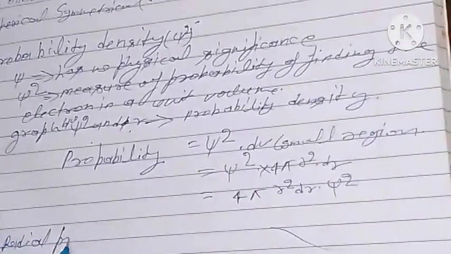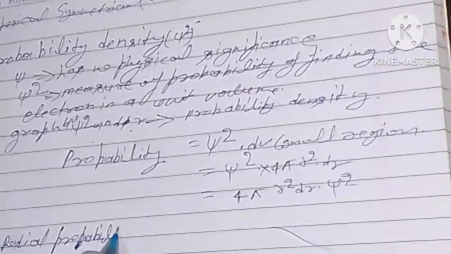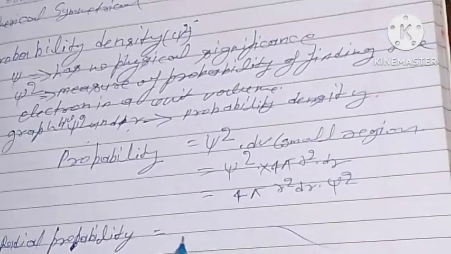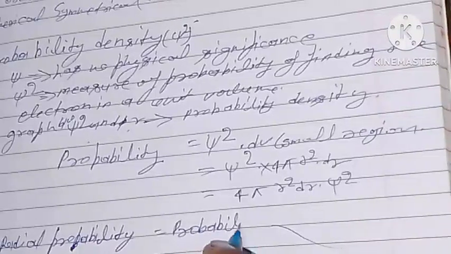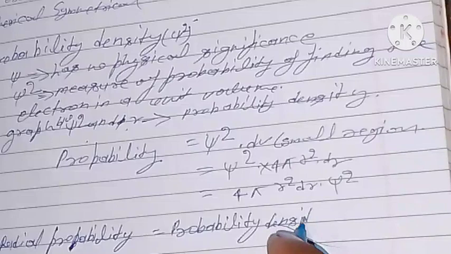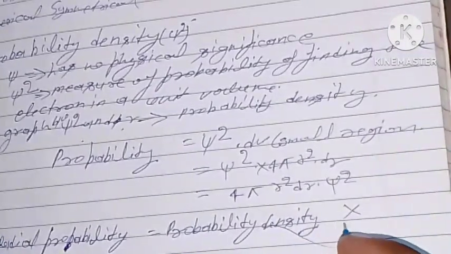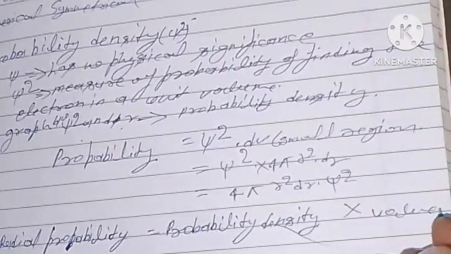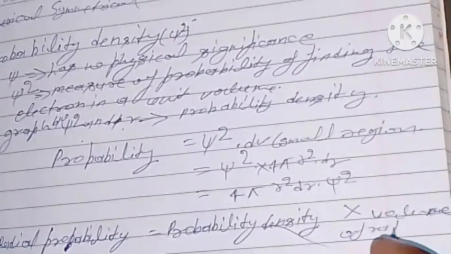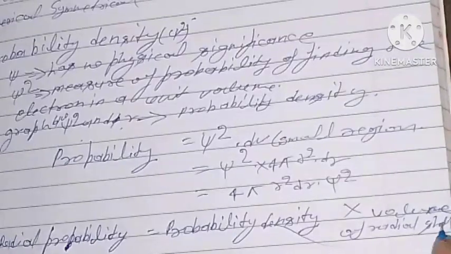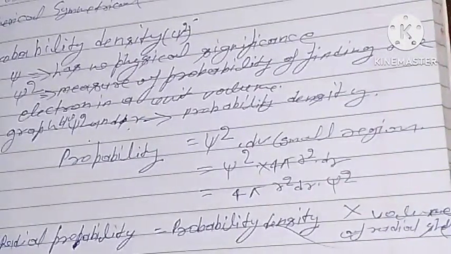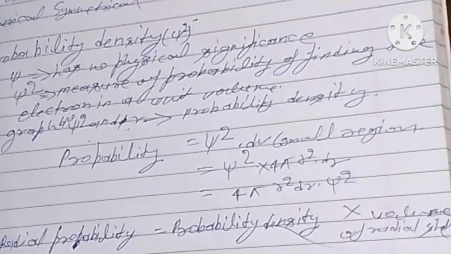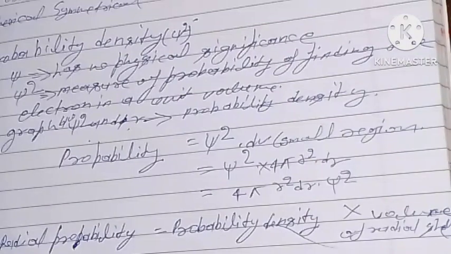Radial probability equals probability density into volume of radial shell. The radial probability is the probability of finding the electron in a radial shell. If r is the radius of the sphere and r plus dr is the infinitesimally small change in the radius, the volume dV of the spherical shell can be calculated: 4 pi r square dr. Radial probability distribution.